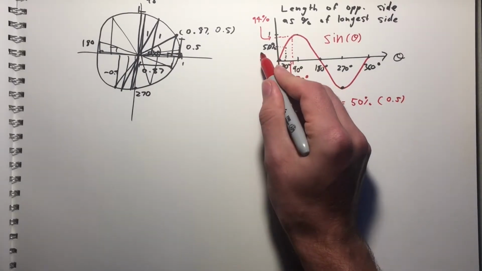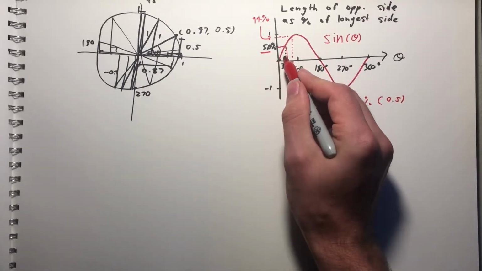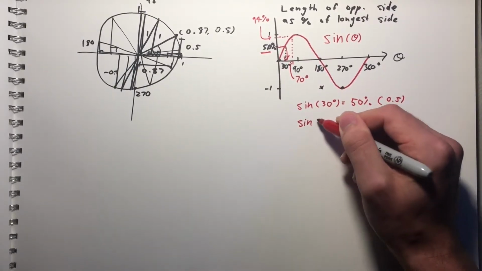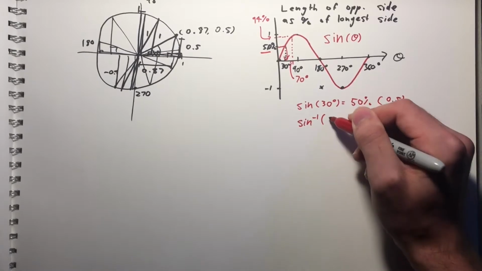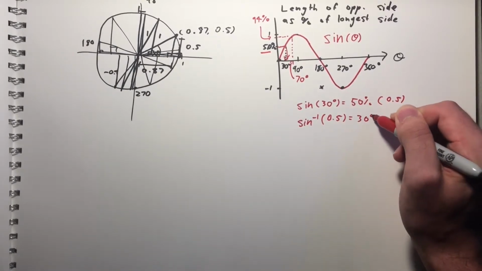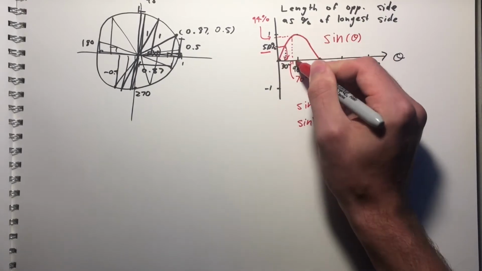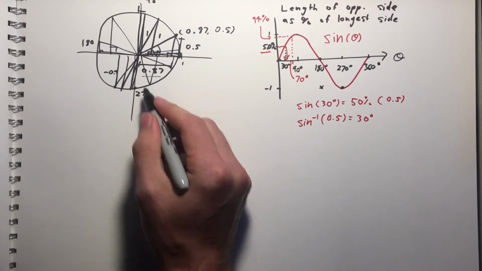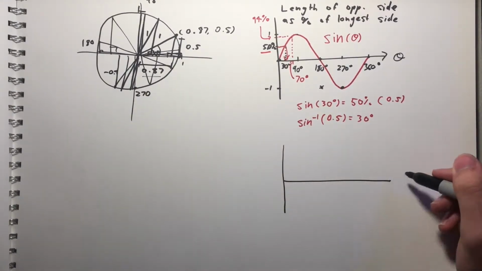Going back in the other direction, if I want to say, okay, what angle is it that gives me an opposite side which is half the size of the hypotenuse, or 0.5? I'd write that as sine^-1, or inverse sine of 0.5 is 30 degrees. Okay, so we've looked at the opposite side. Let's look back at the adjacent side, our horizontal sides.